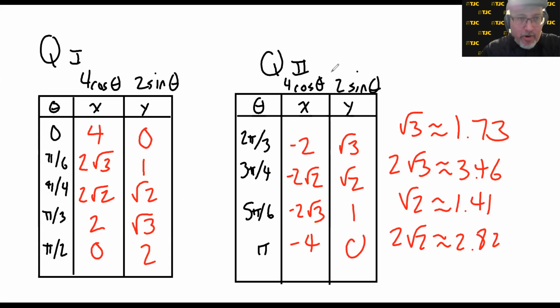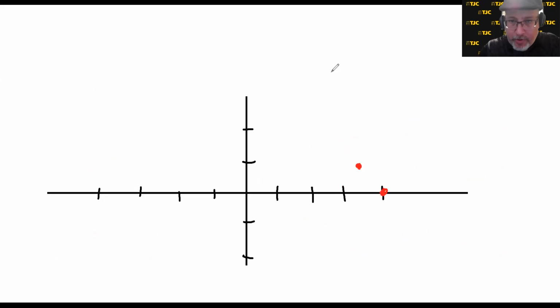Okay, now we're right here, 2 squared of 2, 2. So we are at 2.82, 1.41. 2.82 is about here, 1.41 is about right here. Okay.